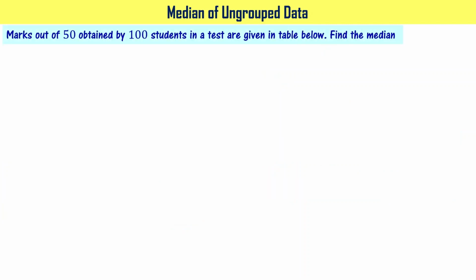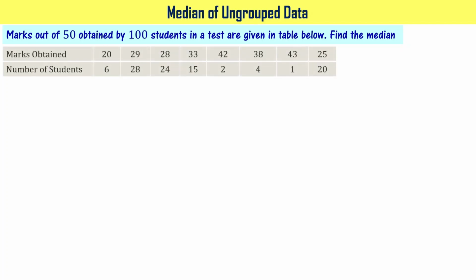Let's take a look at another problem. Marks out of 50 obtained by 100 students in a test are given in the table below. Find the median. You're given a table now. 20 marks are obtained by 6 students. 29 are obtained by 28 students. 28 are obtained by 24 students, right? Like that.